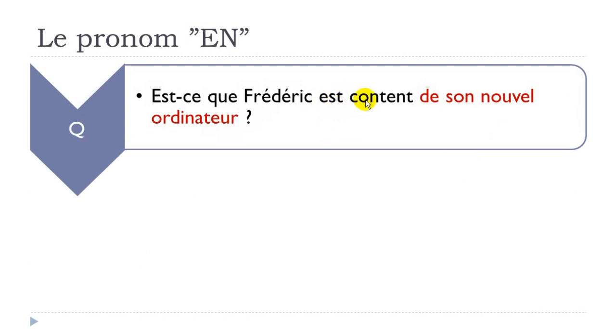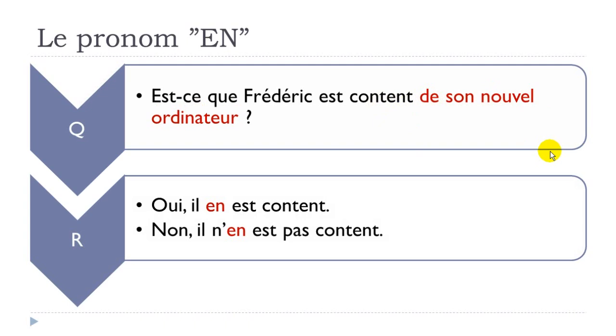Okay, so let's see now. Est-ce que Frédéric est content de son nouvel ordinateur? Okay, est-ce que Frédéric est content? Content is to be happy, satisfied, okay, de son nouvel new ordinateur, computer. D'accord? Est-ce que Frédéric est content de son nouvel ordinateur? All right, so it's exactly the same concept. You could make a long answer reusing every object or everything in the question. But then, in that case, we'll try to go a bit faster. And so we don't want, of course, to repeat de son nouvel ordinateur here. Okay, so the concept is that we will use this pronoun en instead. Oui, il en est content.